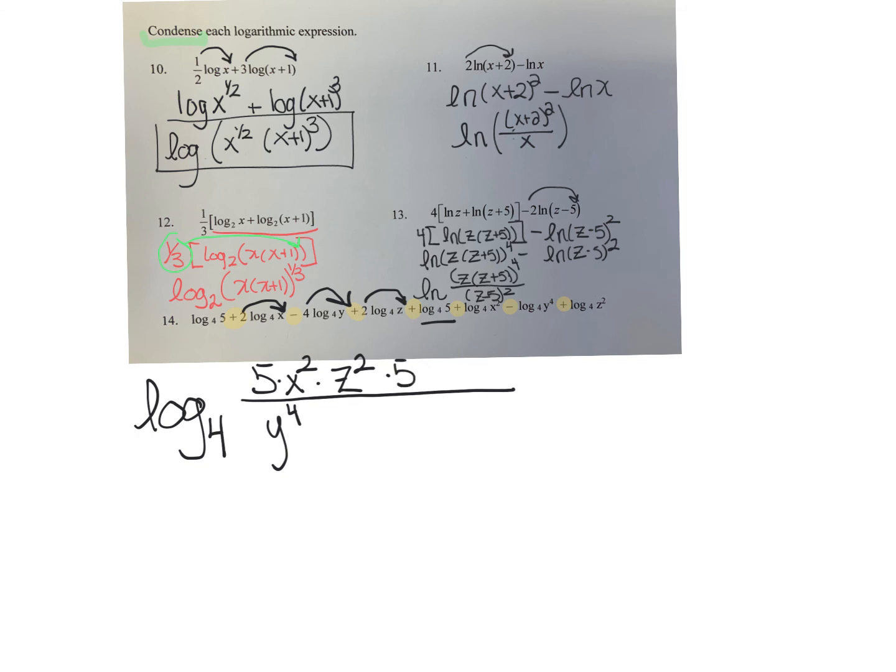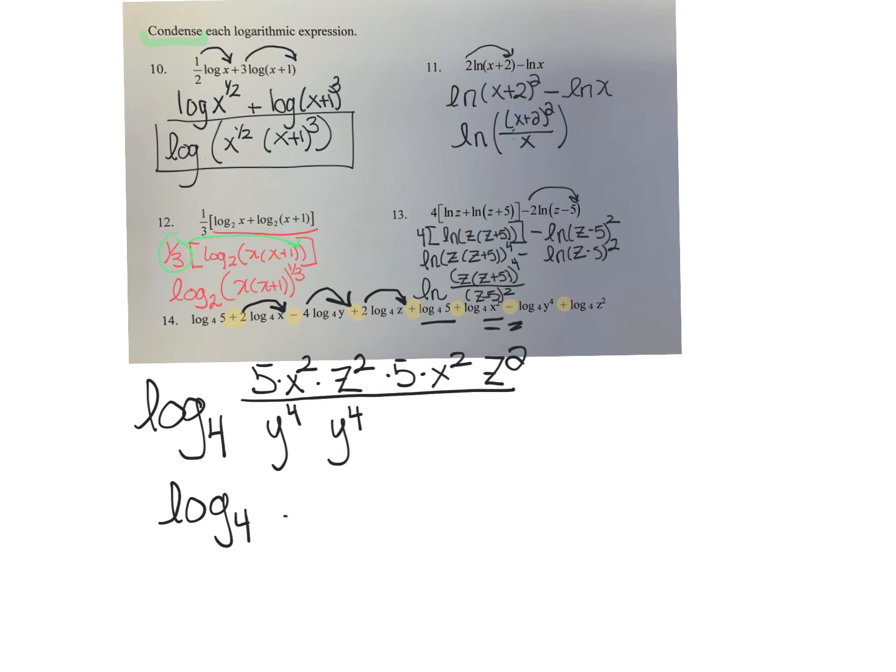This 5, it was adding, so it goes on top. These are all multiplied. 5, this x squared is positive, so it goes on top. This is subtracting, so it goes on bottom. And then the z goes on top. And then we just need to clean it up one time.